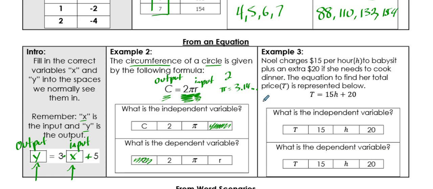Noelle charges $15 per hour to babysit, plus an extra $20 if she needs to cook dinner. The equation to find her price, T, is represented below. So we're trying to pick out the independent and dependent variable. The price, T, her total price, depends on the number of hours that she works. So the price is going to be the output. The input, or the thing that she has more control over, is the independent variable, which is H.